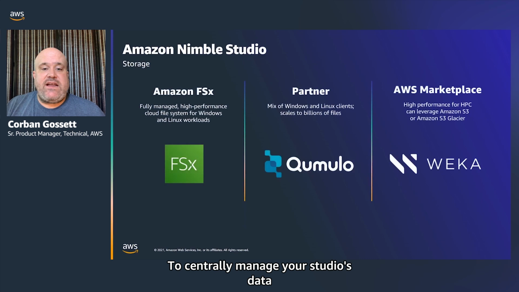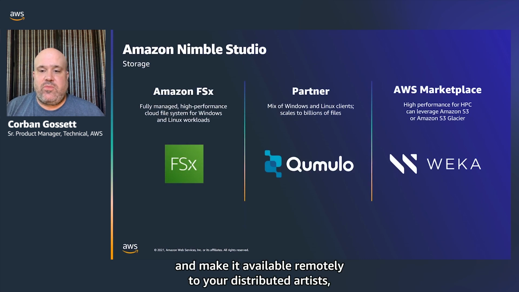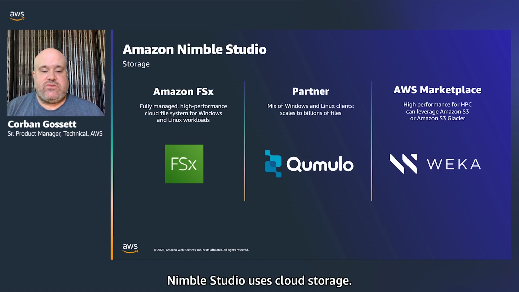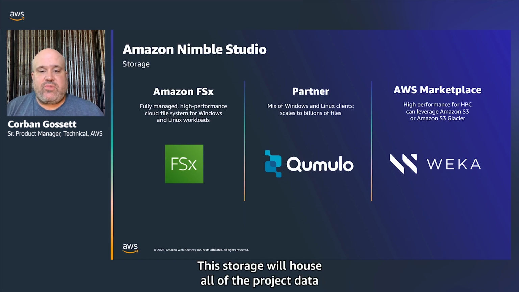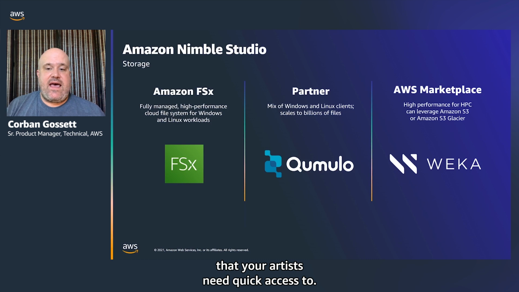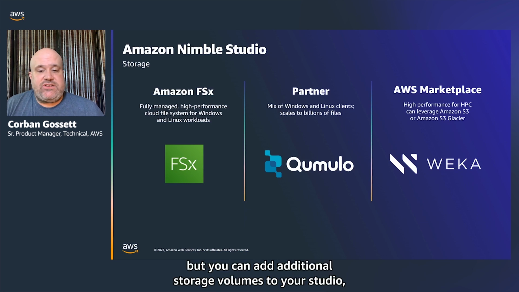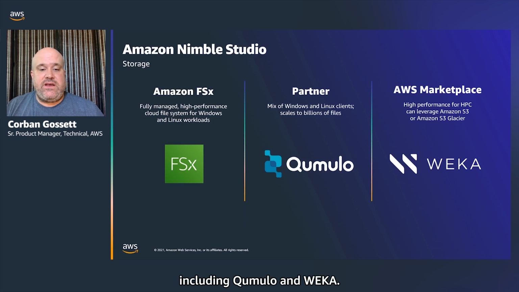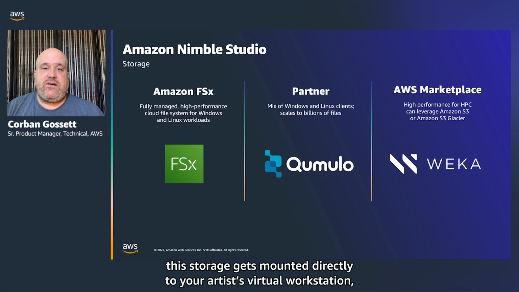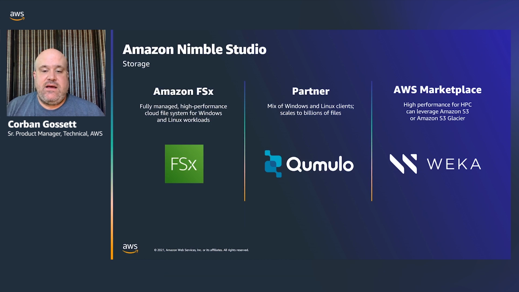To centrally manage your studio's data and make it available remotely to your distributed artists, Nimble Studio uses cloud storage. This storage will house all of the project data that your artists need quick access to. The data storage volume that gets configured when you deploy your studio is by default an Amazon FSx file system, but you can add additional storage volumes to your studio, including Qumulo and Weka. When launching a streaming session, this storage gets mounted directly to your artist's virtual workstation, allowing them to seamlessly share data and collaborate with other artists.